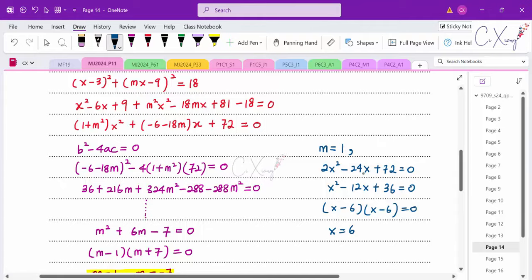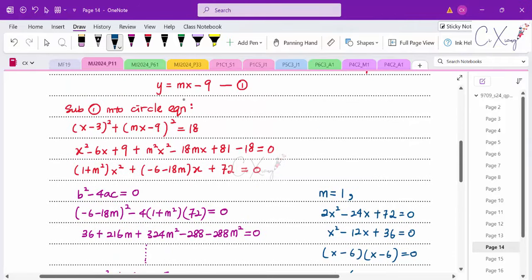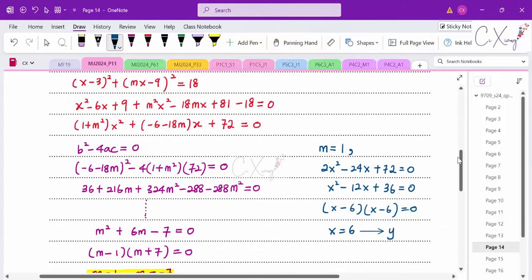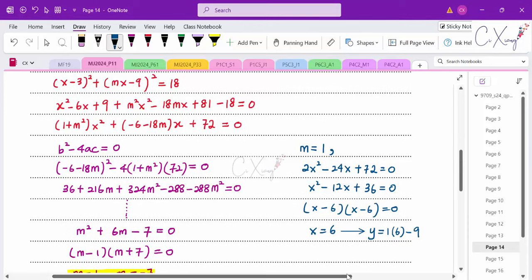When you get x equals 6, you can further find out the value of y. So how can I find the y? To find the y, substitute into this linear equation, mx minus 9. So m for this case is 1, x is 6, then minus 9. And from here, you get your value of y, which equals negative 3. So this is the first set of answers for m.